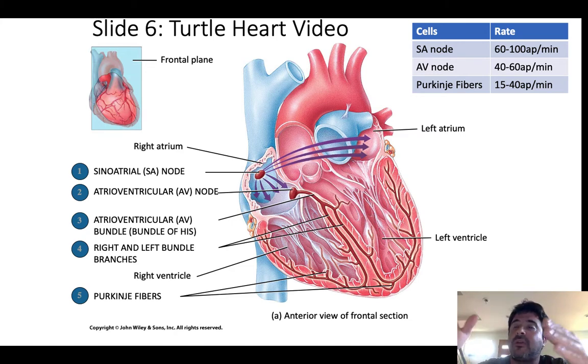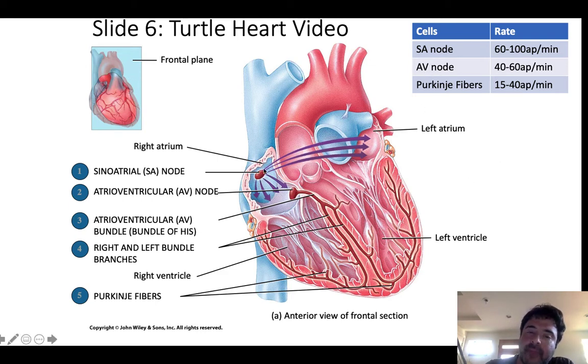When I say it's rhythmically firing action potentials at 60 to 100 per minute, I'm saying heart rate is going to be 60 to 100 beats per minute. Because if you have a healthy heart, when the SA node fires an action potential, that's going to spread through the entirety of the heart and lead to contraction of the atria and the ventricles, which is what we think of as a heartbeat. The AV node, right?